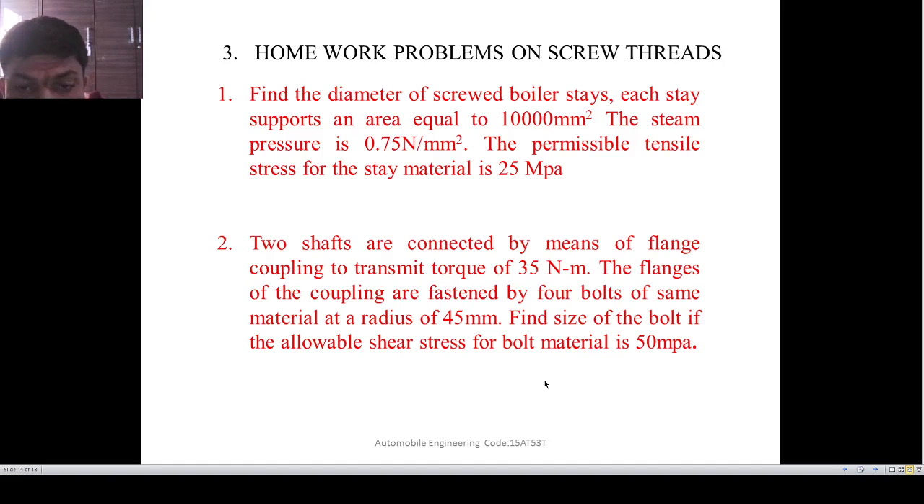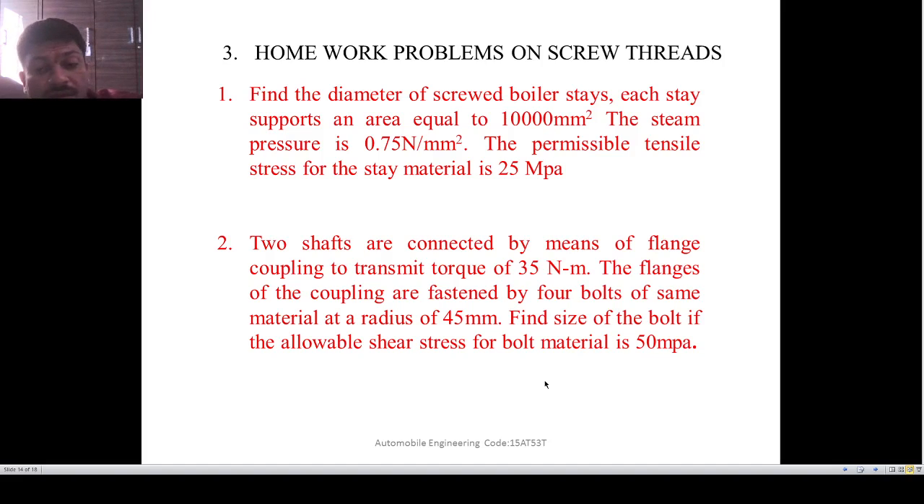So this is once again a similar problem, only the values are changed here. I will give a clue. Torque is given in Newton meter; convert it into Newton mm. The number of bolts, small n, is given, and the radius r is 45 mm. Find the size of the bolt if the shear stress in the material of the bolt is 50 megapascal. Tau is given, just do the calculation. Okay, these are very simple problems. Practice will make you more perfect in designing.